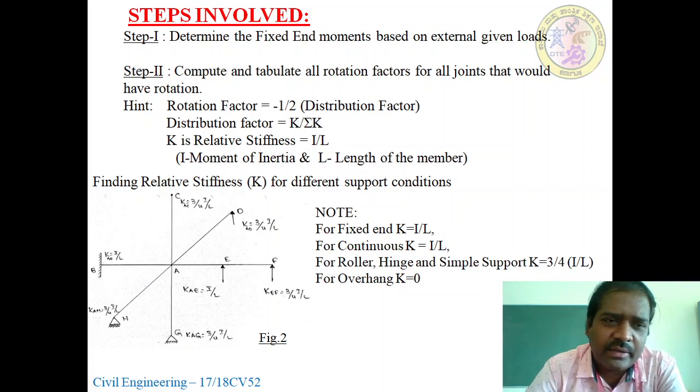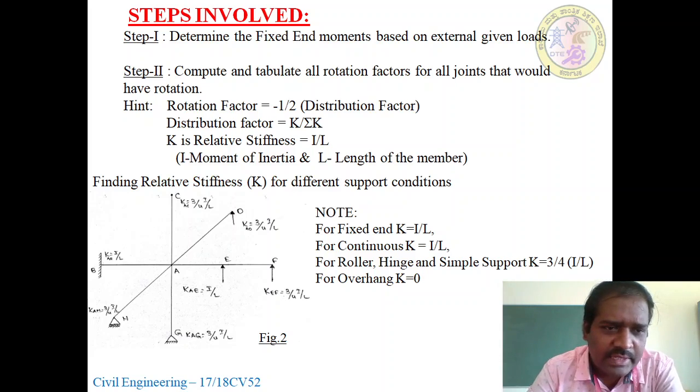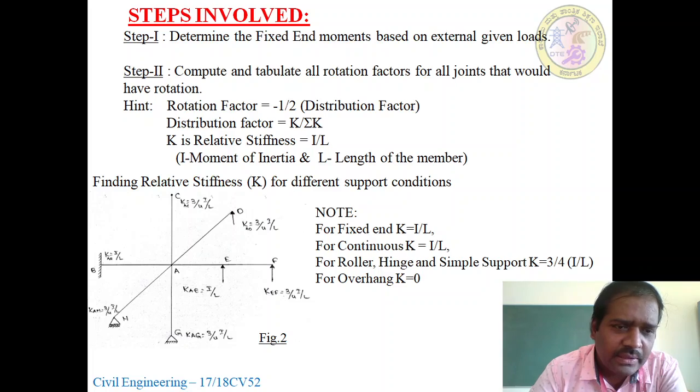Now I will repeat it. We are considering a fixed support at B, figure number 2. For A to B, K is equal to I by L. For KAC, 3 by 4 I by L; AD, 3 by 4 I by L; KAE, I by L; and KAF, 3 by 4 I by L; KAG, 3 by 4 I by L.